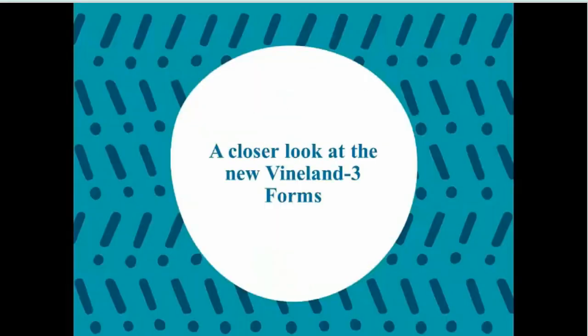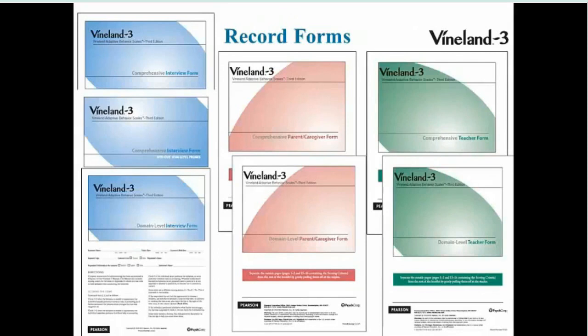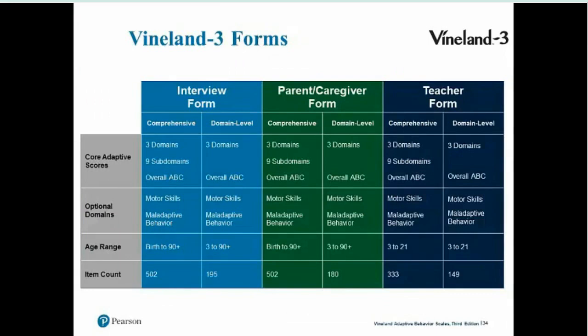Let's have a closer look at the new Vineland 3 forms, because there are quite a few to choose from. There are 7 forms to choose from, 5 for the parent and 2 for the teacher. In the first column here, you'll see the interview forms, which are used with the parent. This is what used to be called the survey forms. We've removed the word survey, just called interview form now. The comprehensive interview form gives you 3 domains, 9 subdomain scores, plus your overall adaptive behavior composite. It also gives you the 2 optional areas of motor skills and maladaptive behavior and can be used with birth up to 90 years plus.